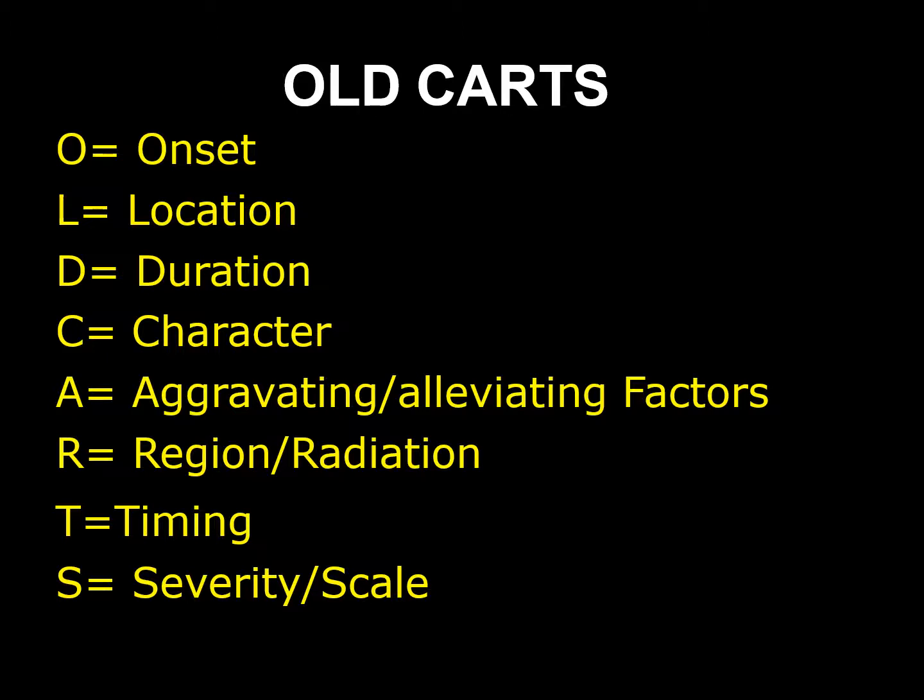A good way of organizing the information in the HPI is by using the OLDCARTS method. So let's use my example of the sore throat, the onset. 3 days ago, it was a sudden onset. Sometimes it's gradual. It's my throat. The duration is 3 days. The character is sharp. There isn't anything that makes it better or makes it worse. Does it radiate anywhere? What's the timing? Is it worse in the morning, worse in the day? And then a pain scale.